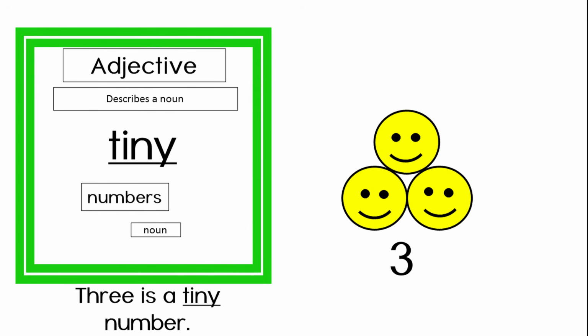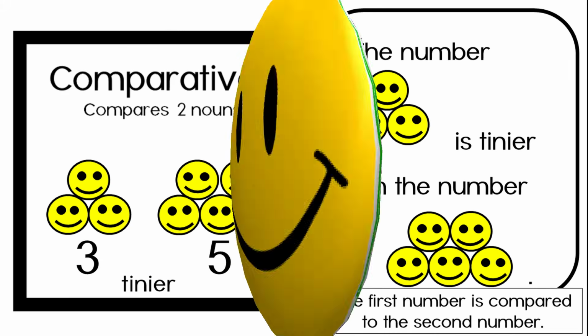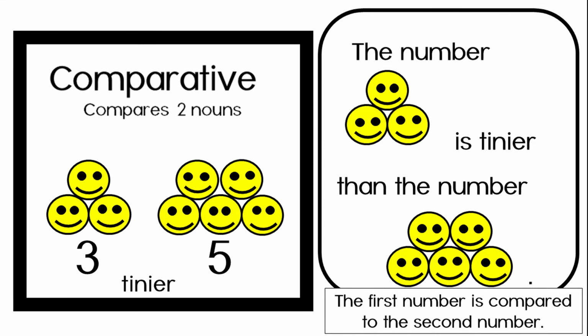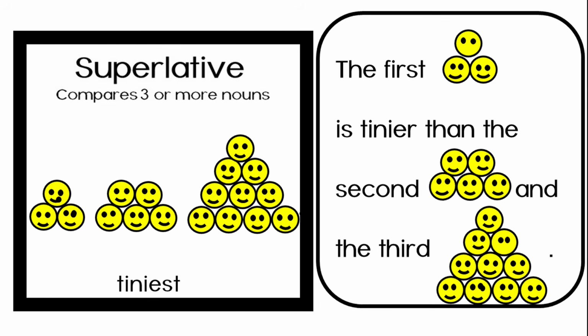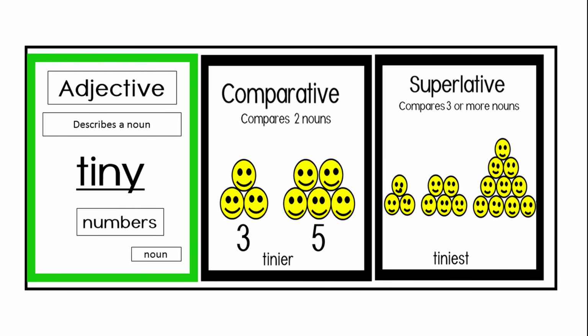3 is a tiny number. It is tinier than 5. And it is the tiniest of 3, 5, and 10. Tiny, tinier, and tiniest.